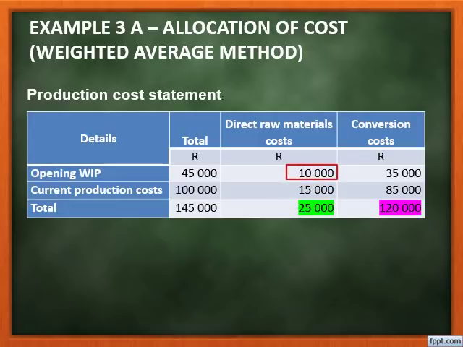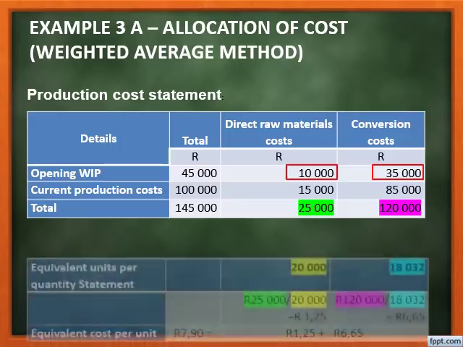Note that the direct raw material cost of 10,000 and the conversion cost of 30,000 for opening work in progress are included in the material and conversion columns when the weighted average method is used. Remember, in the related quantity statement, the equivalent units were also included in the same manner. Therefore, we should include the cost as well.